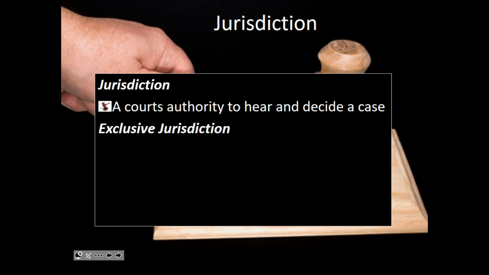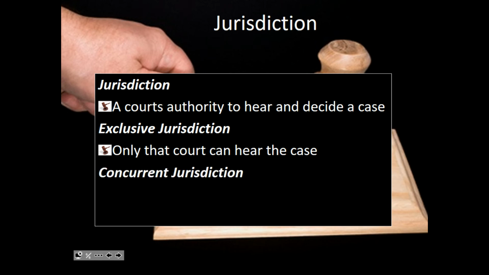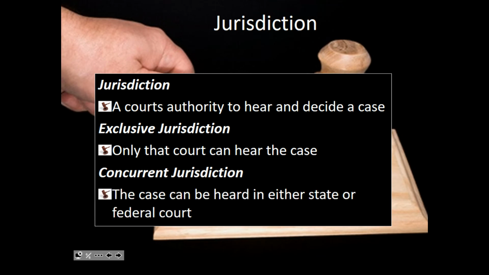All right. And there are two different types of jurisdiction. One of them is exclusive. Just think of things that are exclusive. That means other things are left out. And so if you have exclusive jurisdiction, you are the only court that can hear that case. And that's in contrast to this thing called concurrent jurisdiction, meaning that a case can be heard in either state or federal court. All right. Because sometimes we have laws that are both state laws and federal laws. Okay. And so it can be heard in either one.